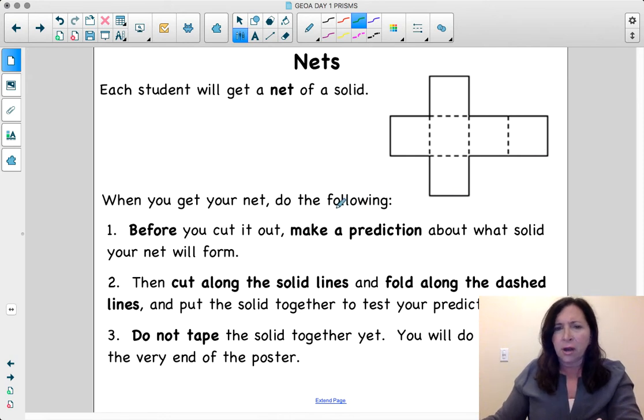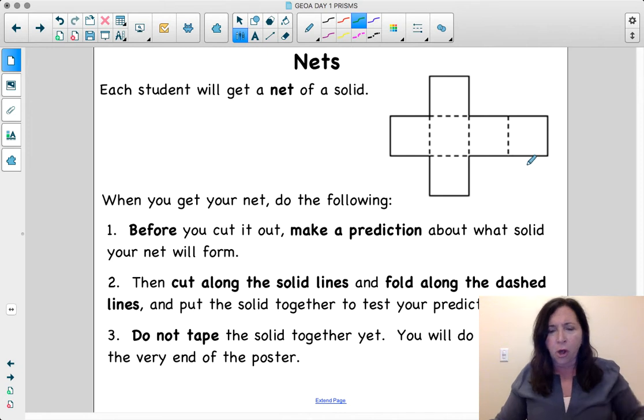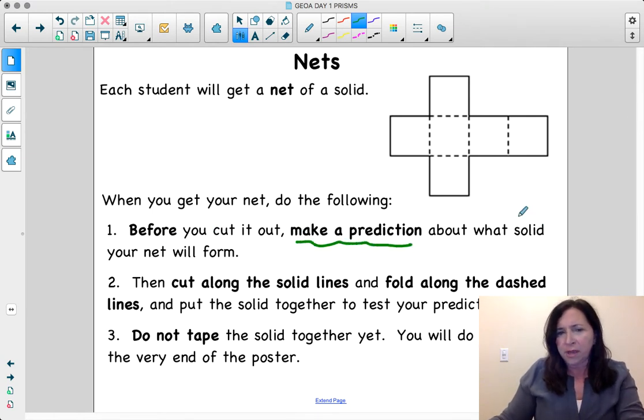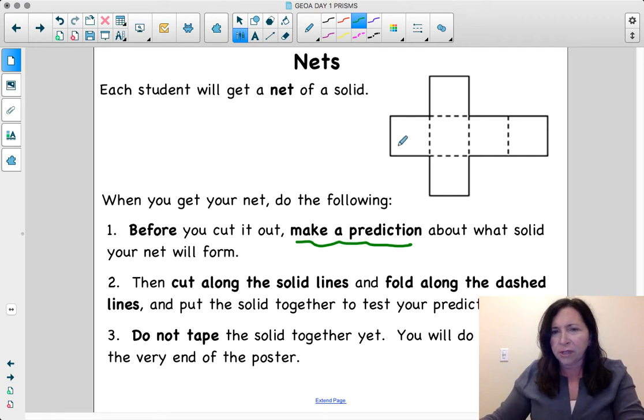All right. Now, each of you are going to get a set of nets, and what these nets are is basically a solid of some shape, and they're all going to be different. Each student is going to get a net. You're going to be working with a partner. When you get the net, before you cut it out, I want you to make a prediction about what kind of solid you think it's going to be. Then cut along the solid lines, not the dotted, the solid lines, and then you're going to put the solid together. Do not tape the solid.